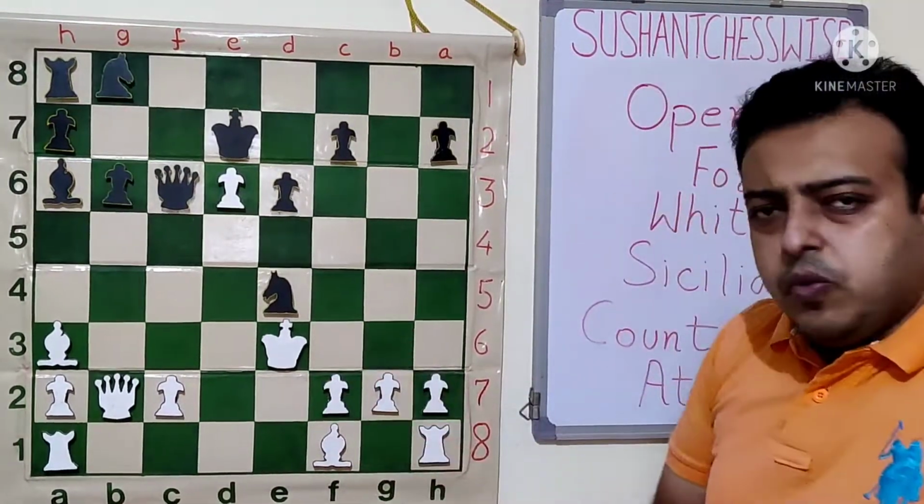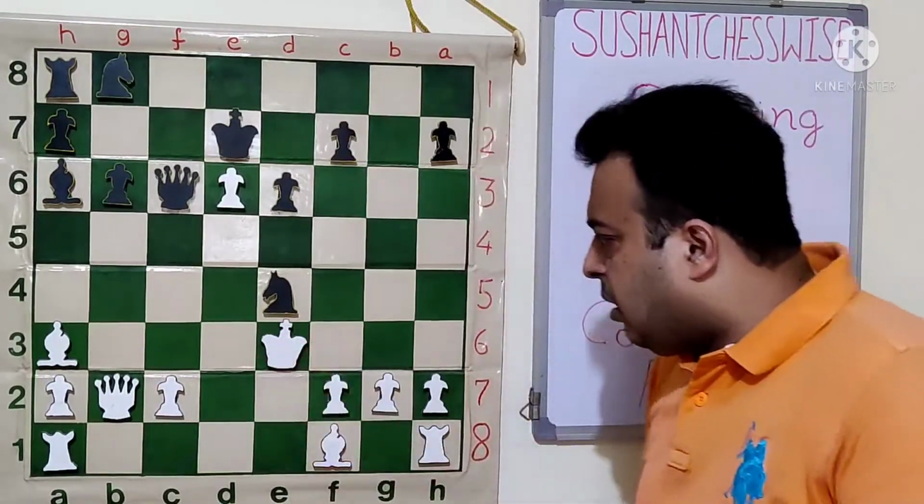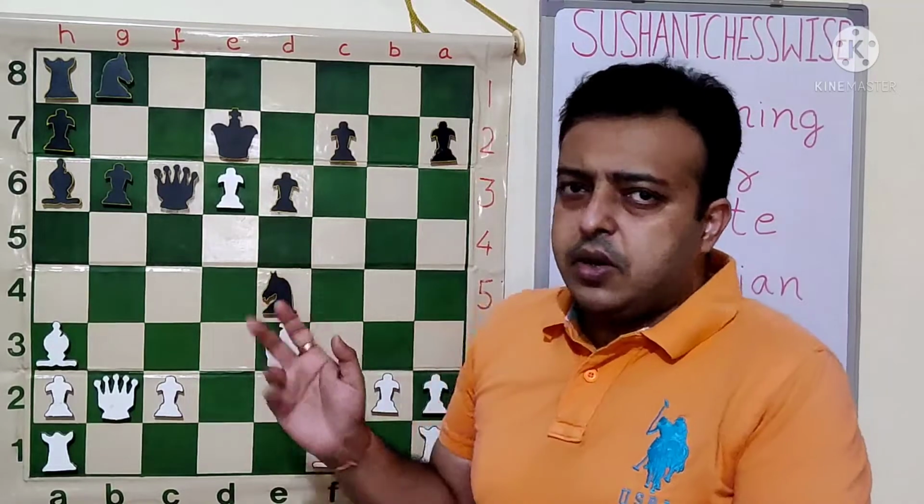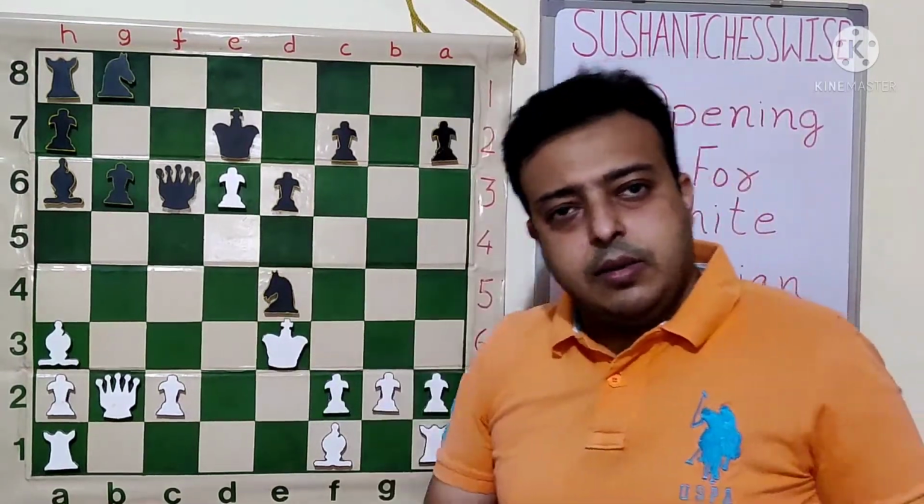So the lines look a bit complicated and risky, but if we check them properly, we see that in each and every variation white has a very good position. Most of the lines are winning for white. Let's look at the main line now.